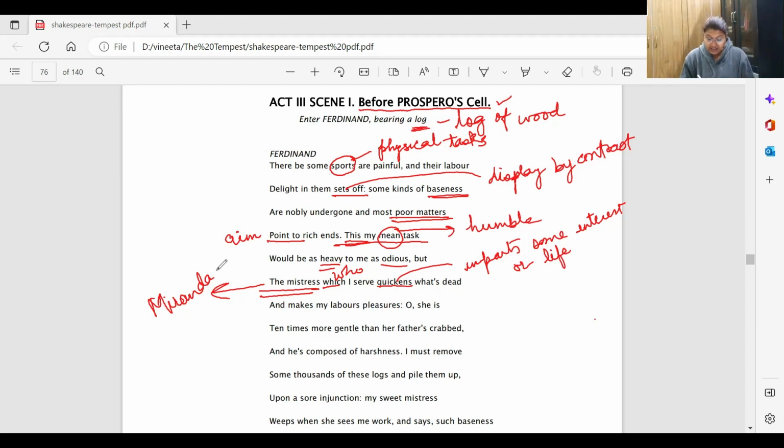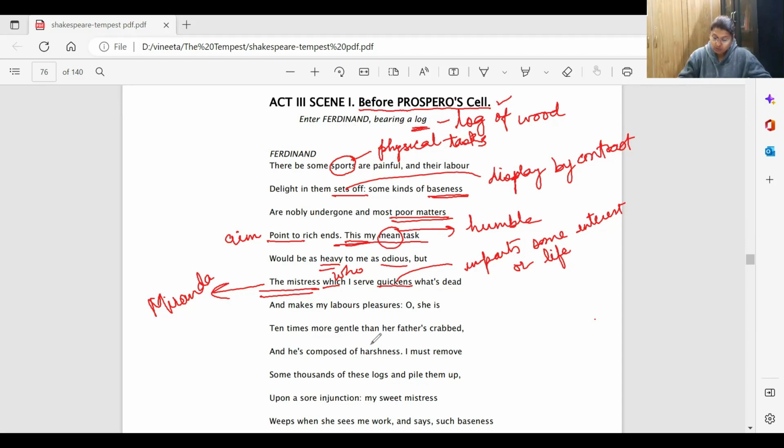Oh, she is 10 times more gentle than her father's crabbed, and he is composed of harshness. In this line, Ferdinand compares Miranda with her father, Prospero. The way her father is made up of such harshness, so ill-tempered, but his daughter, Miranda, is 10 times more gentle than her father. Why is he saying so? Because Ferdinand has seen Prospero to be very strict, very harsh with him, right?